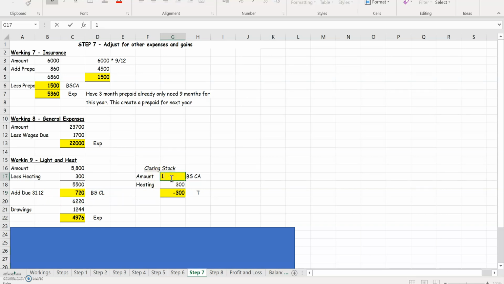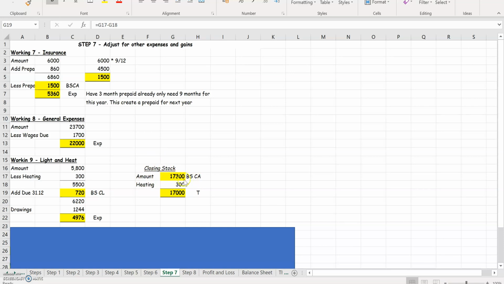Also remember to reduce our stock, which was 17,300. Take away the 300, which will give you your closing stock then of 17,000. So your closing stock then will be 17,000. That's going to go into your trading account, and then your closing stock, this 17,300, is also going to go into your balance sheet as current assets.